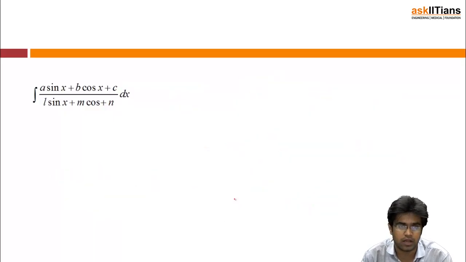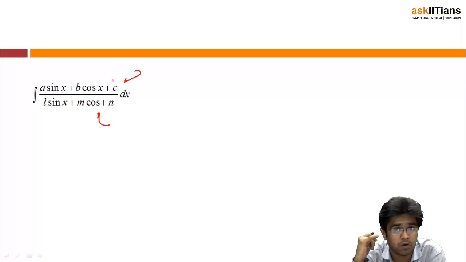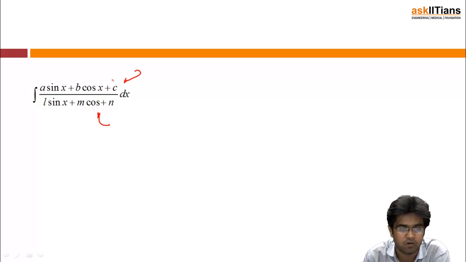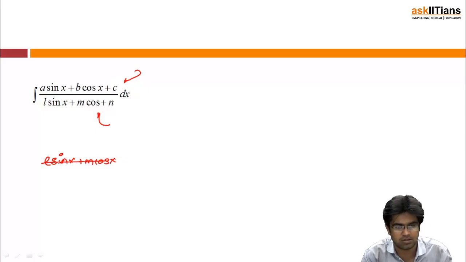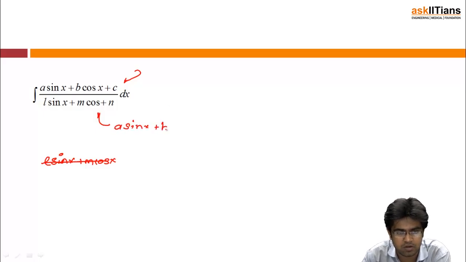So let's move to one more question. What are you going to do if there is a linear in the numerator as well as a linear in the denominator in sine and cos? So remember, we did this question, quadratic divided by quadratic. It's the same form. What I'm going to do is, to this L sine x plus m cos x, not to this, to this a sine x plus b cos x plus c, I'm going to write it like this.